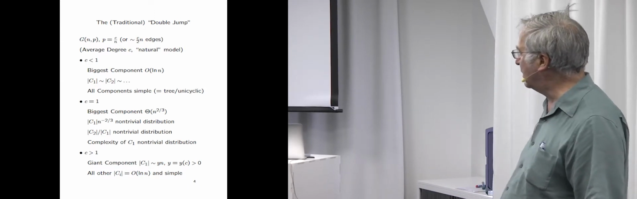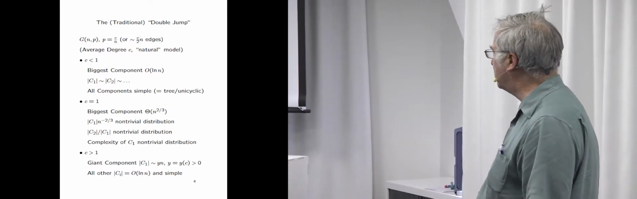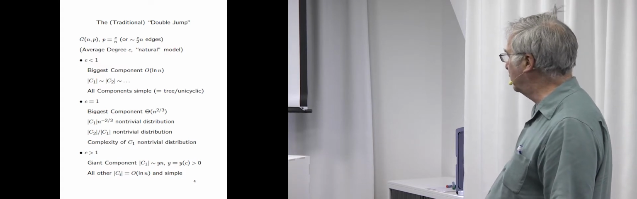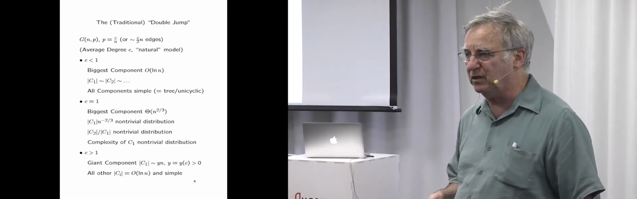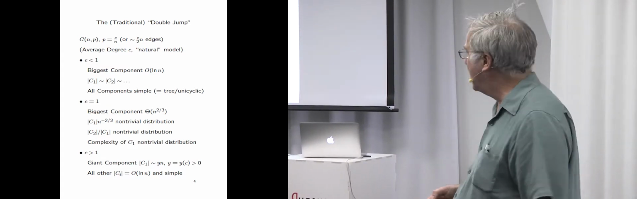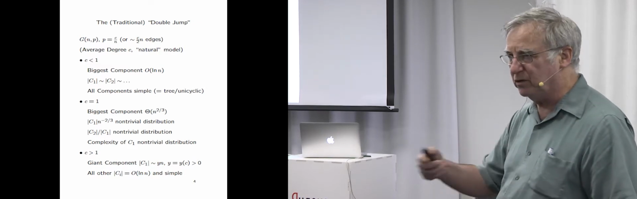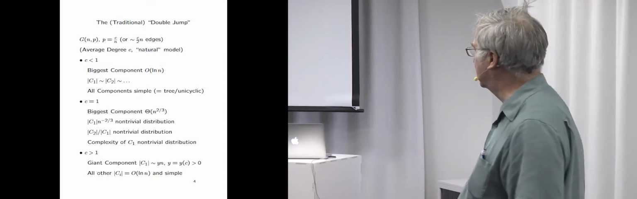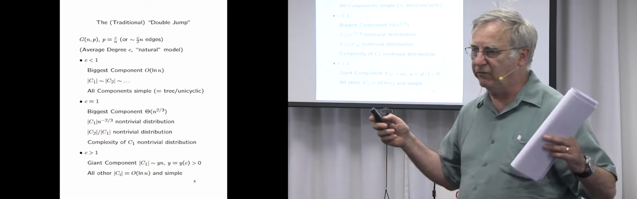And in the middle, at c equals 1, the biggest component has size on the order of n to the 2/3, but its actual distribution is quite complicated. And furthermore, the second largest component also is of order n to the 2/3, and they have a complicated joint distribution. And furthermore, the complexity of the component.